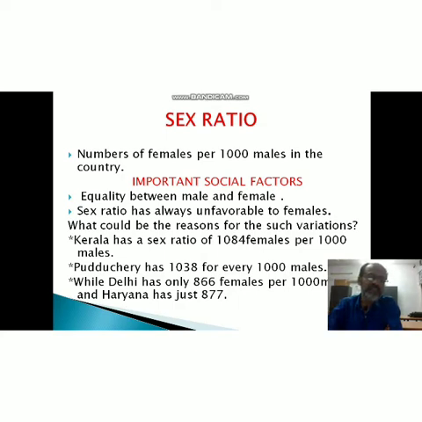It is surprising that in Delhi it is only 866 females per thousand males. It is very less. And in Haryana also it is just 877.